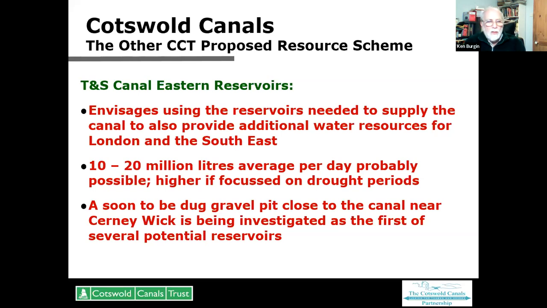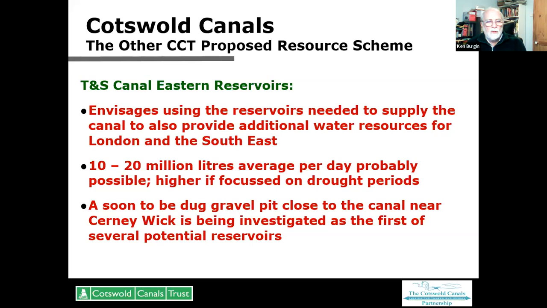And we lobbed in a suggestion of using or creating reservoirs that we need for the canal anyway, or at least some of them, at the eastern end of the canal, and using that to supply the canal and to provide water to London and the southeast. And we estimated, depending on just how much reservoir capacity could be created, that you might get 10 to 20 million litres a day from such a scheme. And if you only took it out when you really needed it in a drought, you can get higher volumes.